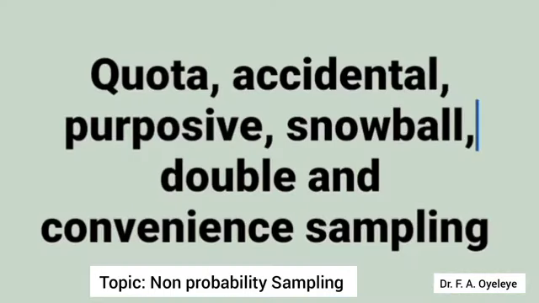Now, there are different types of non-probability sampling. The first one is quota sampling. We have accidental sampling, snowball sampling, convenience sampling, and also the double sampling method. These are different types of non-probability sampling that we are going to explain in detail in my subsequent video.